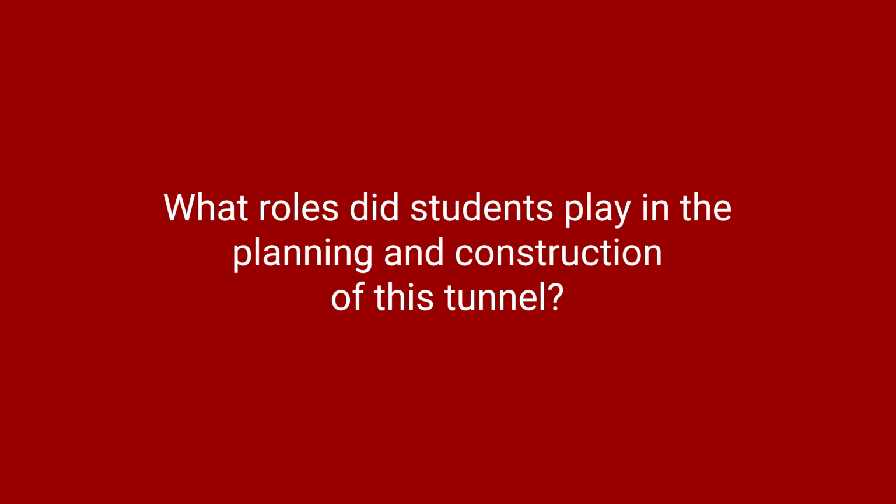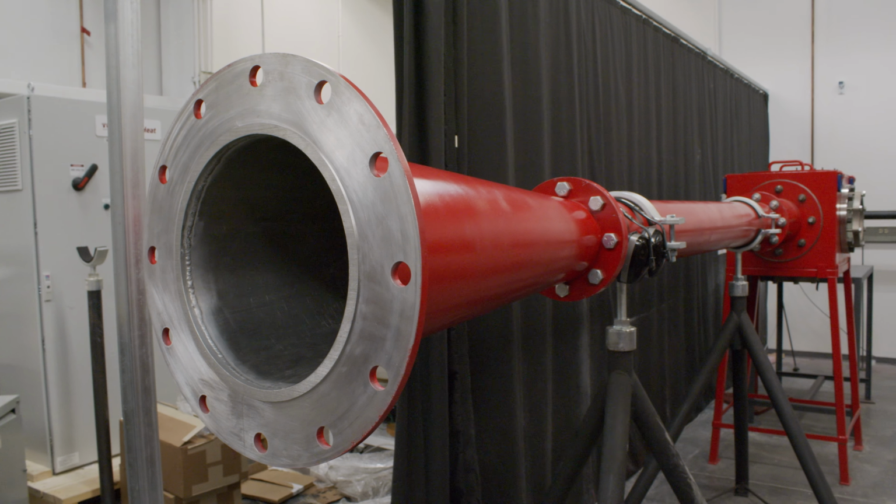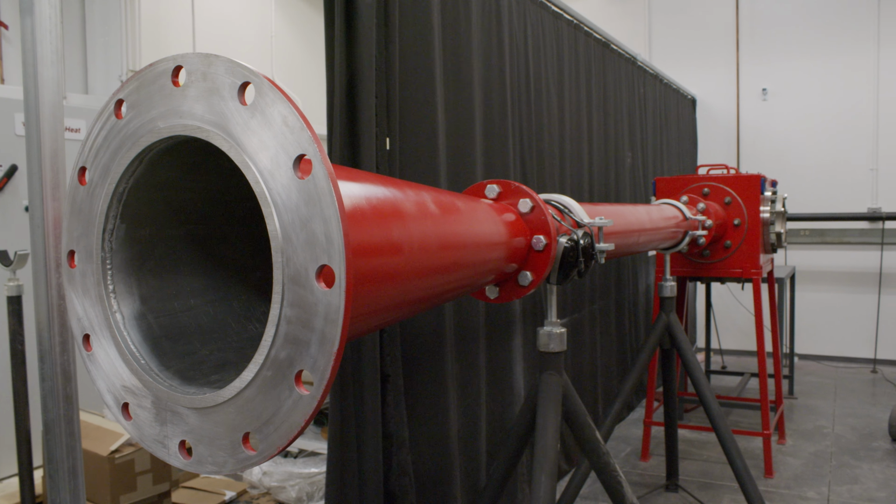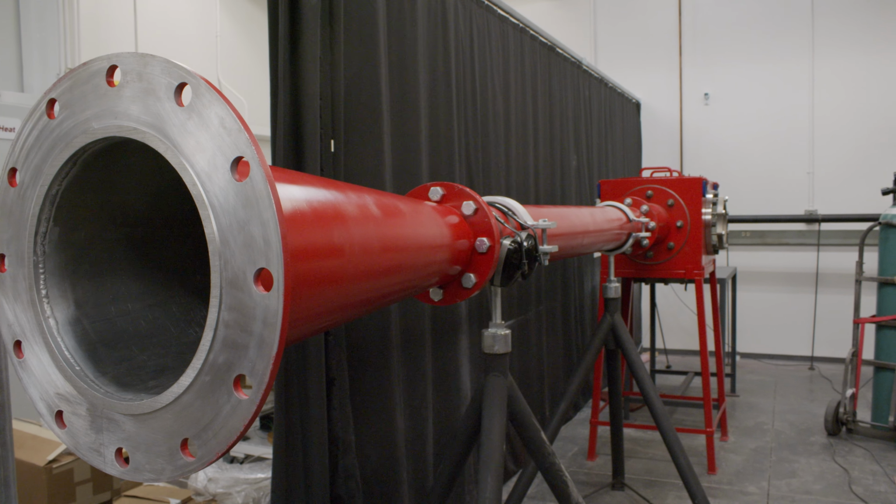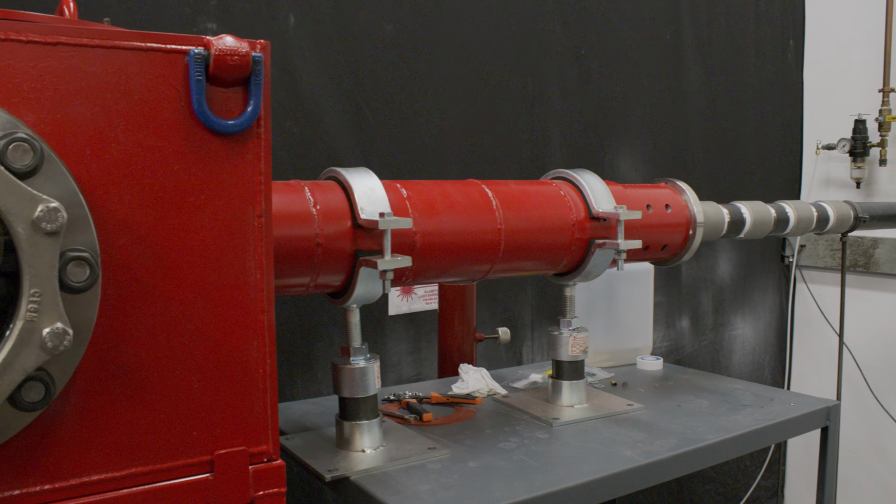What roles did students play in the planning and construction of this tunnel? Everything you see in red here, plus those two stands, is what I did. In spring 22, when I came into the project, they had a vague idea that they wanted a nozzle, a test section, and a diffuser. And they had a vague idea of what they needed it to look like. Some of the things were planned, like the windows, I was stuck with those. But for most of the stuff, there was nothing finalized.